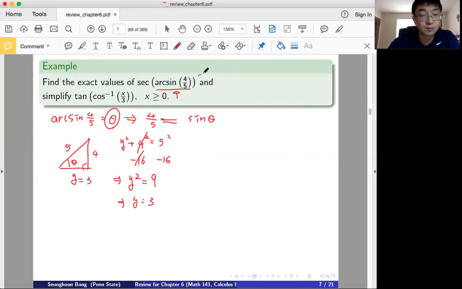This is the same as secant theta. What is secant theta? 1 over cosine theta. What is cosine theta? It is adjacent over hypotenuse, here exactly 3 over 5. So 1 over 3 over 5, flip, gives 5 thirds. This is the whole idea. The next one.